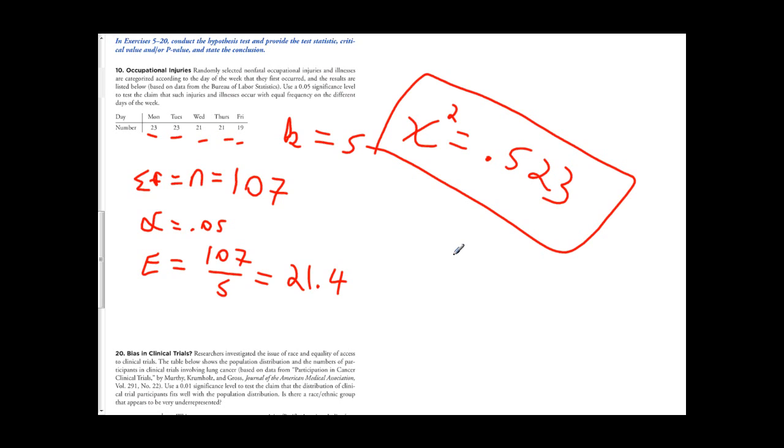What I want to do is calculate the p-value for this test statistic. And remember, what we're doing with the chi-squared is a right tail test. So to calculate this p-value, all I have to do is calculate the area to the right of this test statistic. So I'm going to calculate the area to the right of the test statistic by going to my calculator.